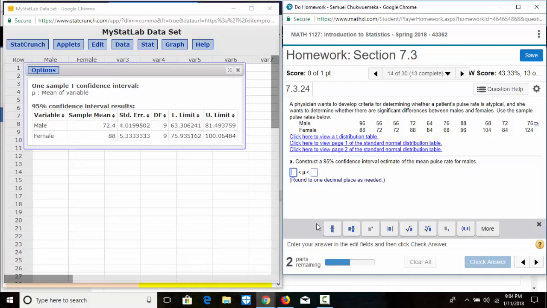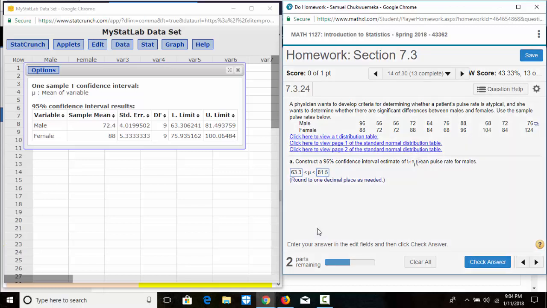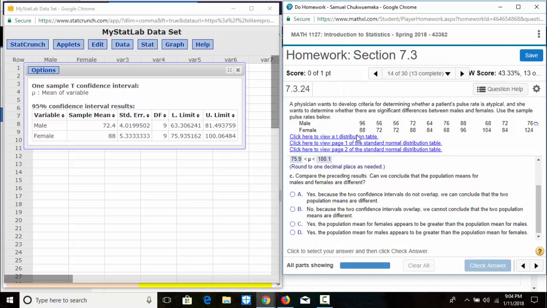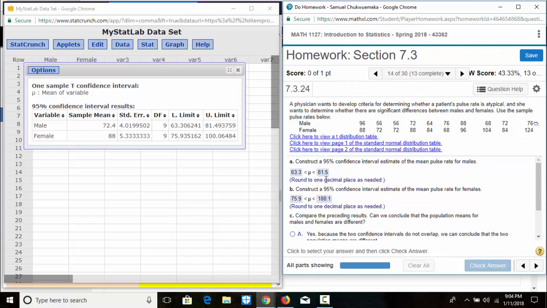So for the males, to 1 decimal place, we have 63.3 and 81.5. The female, we have 75.9 and 100.1. Let's look at this here. We see there is overlapping. There is overlapping of confidence intervals for this particular question. 63.3 to 81.5, and here 75.9. So there's an overlap here.